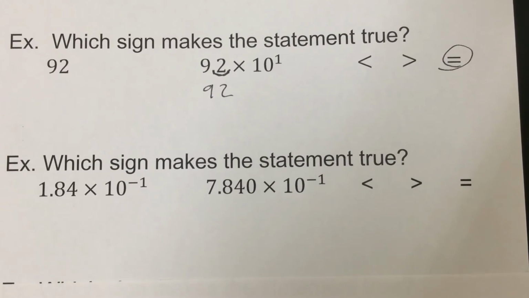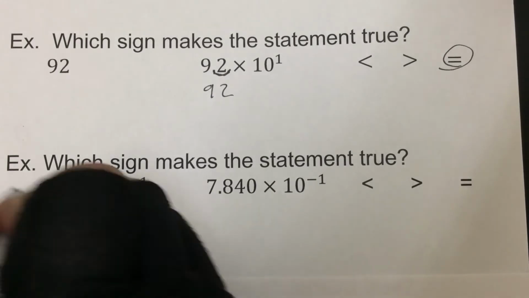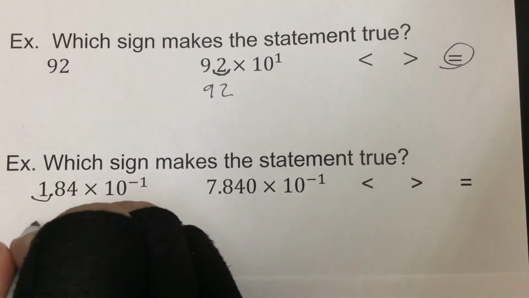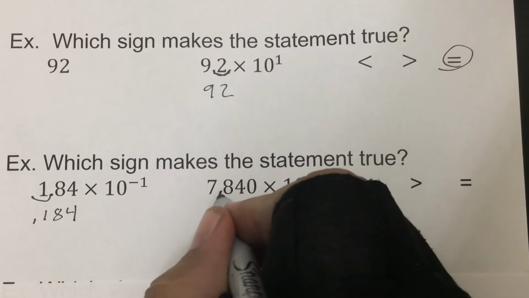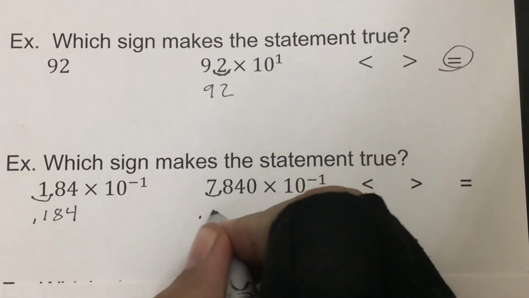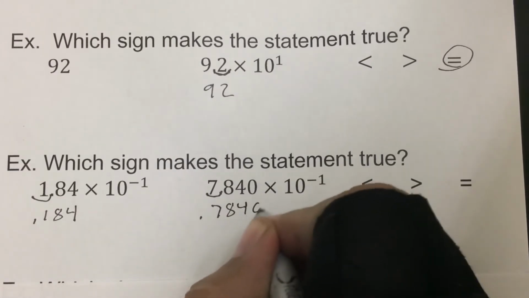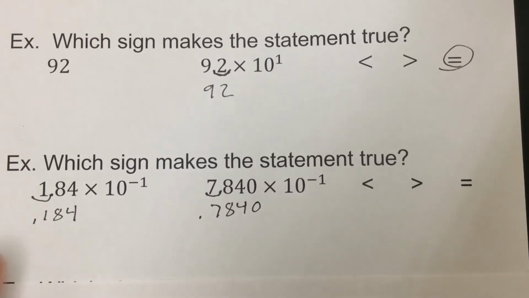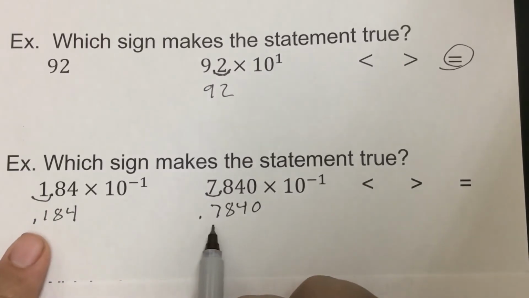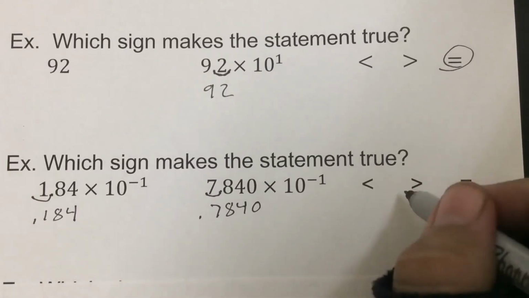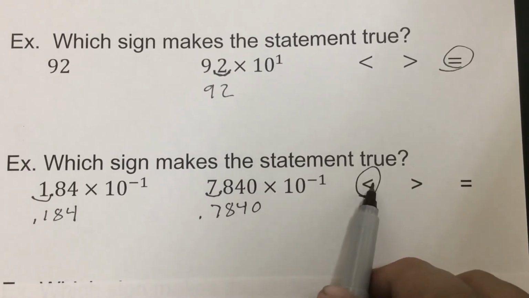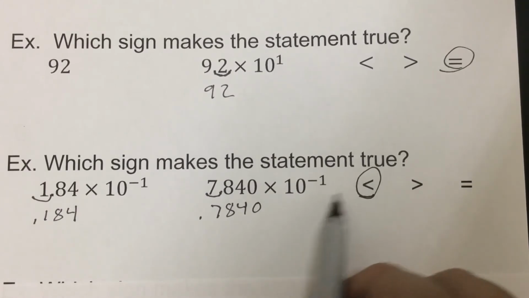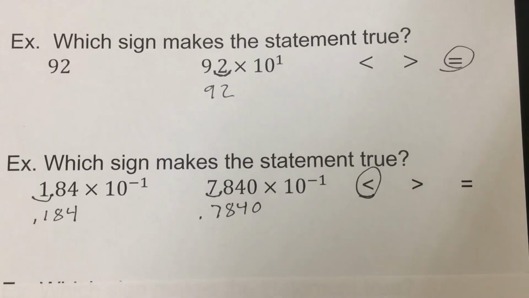Next one here, so 1.84 times 10 to the negative first. So we're going to move it 1 time to the left. So 0.184. Over here, we're going to move it 1 time to the left and make it 0.7840. So as we go through, is 1 or 7, this first digit here, which one's bigger? Well, the 7 is. So we would circle this one here, showing this one's bigger. It's going to eat the bigger one or point to the lesser one, depending on which way you want to look at that.